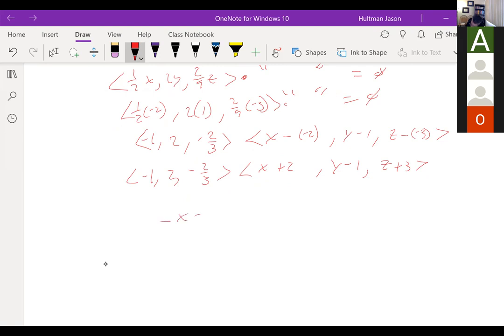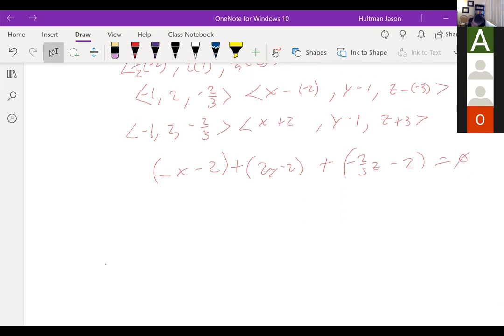This is going to be -x minus 2 plus 2y minus 2 plus -2/3 z minus 2, equals 0. I don't really need the parentheses, since everything's addition. But this becomes -x plus 2y minus 2/3 z. This is -2, -2, -2. That's easy. That's -6 equals 0.